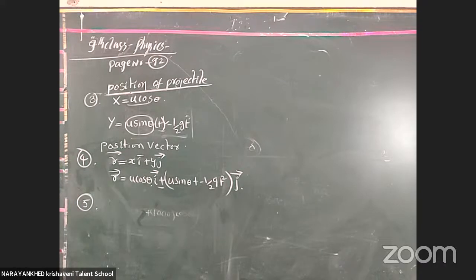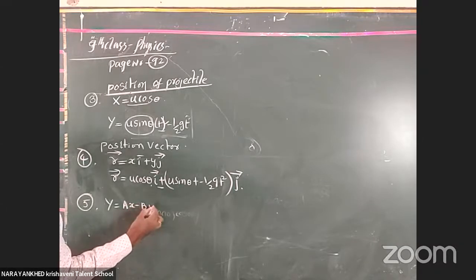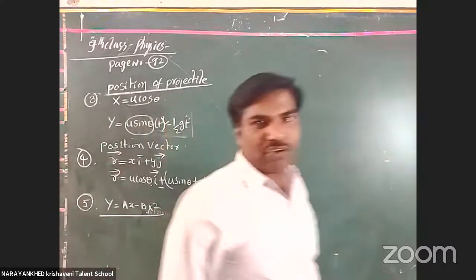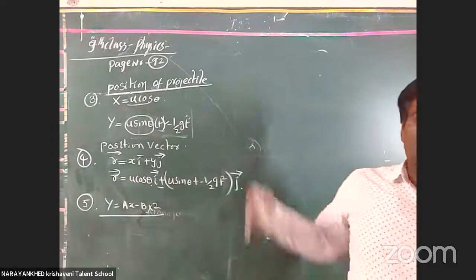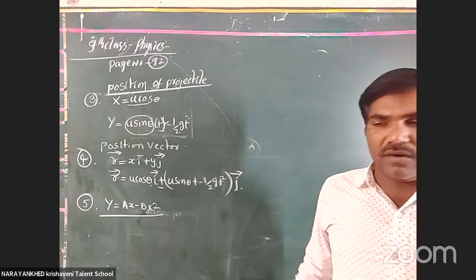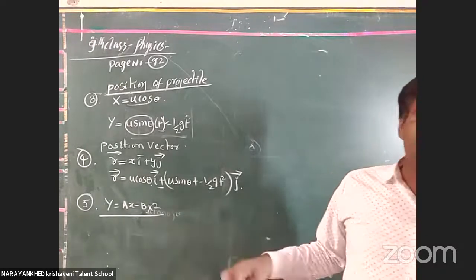What is the fifth point they have given? Equation of projection is y is equal to a x minus b x square. That is the simple thing. This is only hard to write. Now there is one equation given. Why are we using this equation? For finding our two-dimensional motion in a graphical representation.